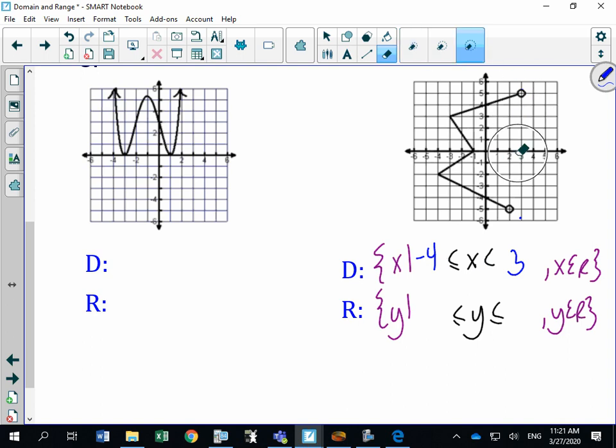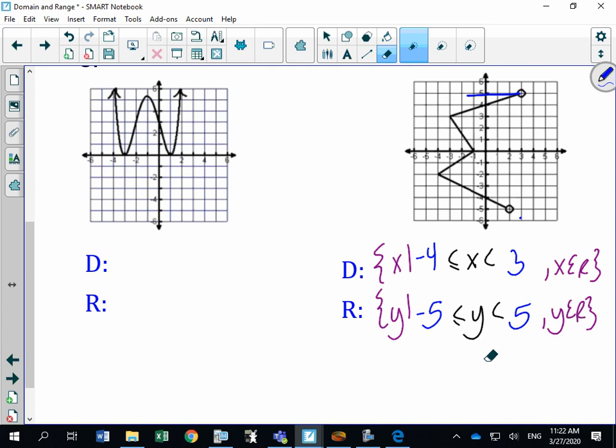Let's look at the range. For the range, my biggest y value is 5. My smallest y value is -5. Now I've got to figure out, do I erase any dots or any equal to signs? Okay, this 5 here is an open dot. So what does that mean? Can my biggest y value be 5? No. It approaches 5, but it doesn't actually touch 5.